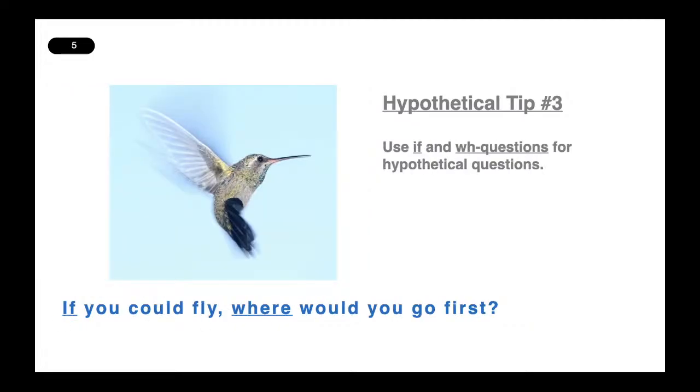Next, use if and WH questions, like what, where, when, why, how, for hypothetical situations. These are good for questions, yeah. So if you could fly, where would you go first? If you could eat anything, what would you eat? If you could travel back in time, when would you go to? So use if and a WH word together for these hypothetical questions. And again, we're going to be looking at some of these pretty soon.